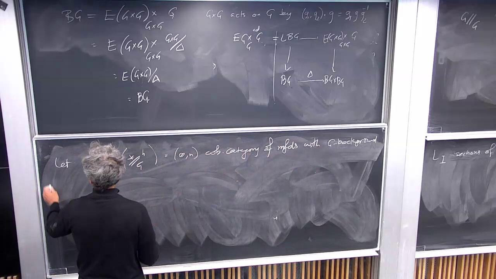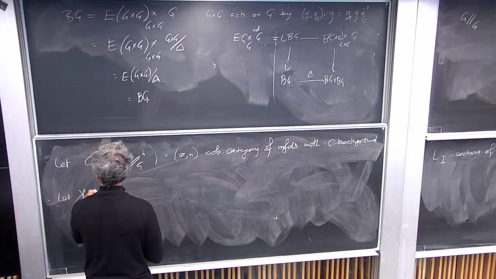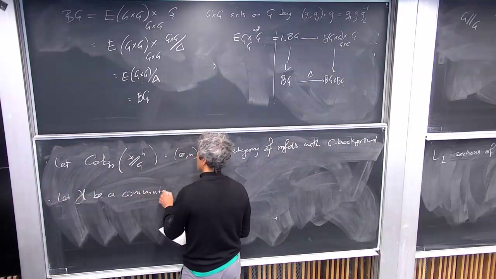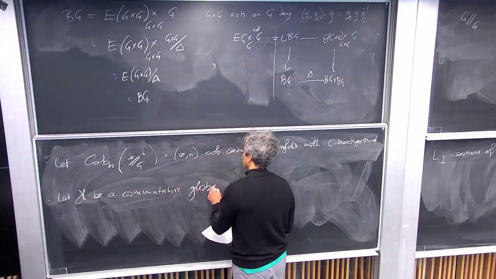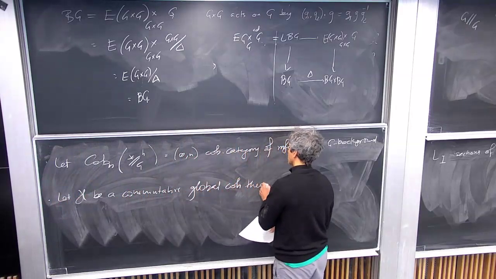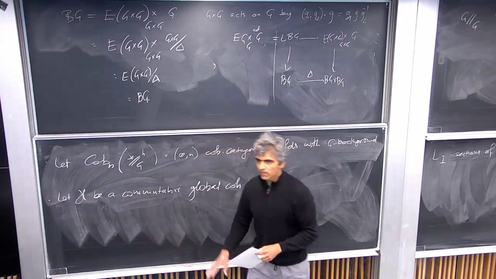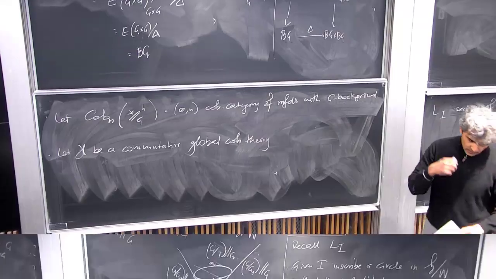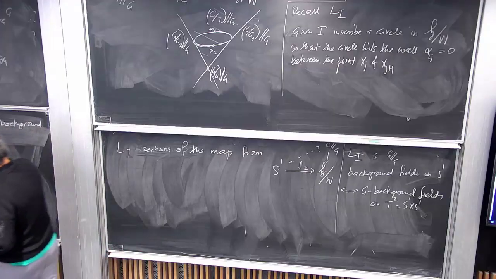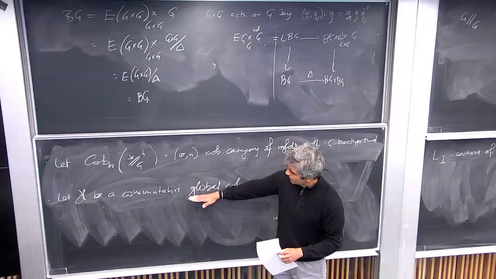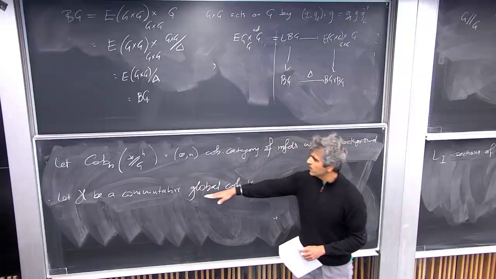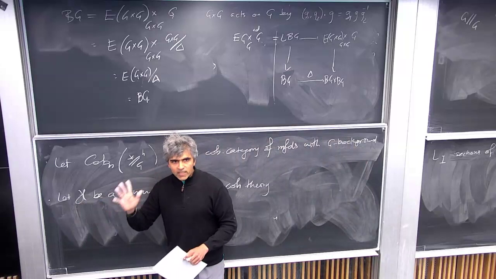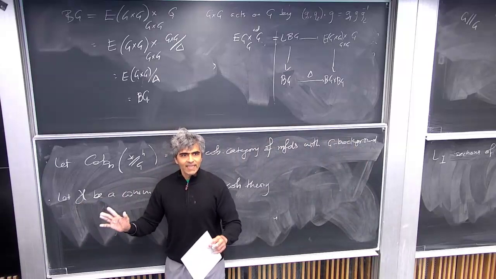Okay, so let's take, let H be a commutative global cohomology theory. Commutative is straightforward. In the world of homotopy, you would say it's E infinity. What does global cohomology mean? Global has a very precise meaning, but essentially what it means is you can think of H as being equivariant with respect to any Lie group you want in a unique way.